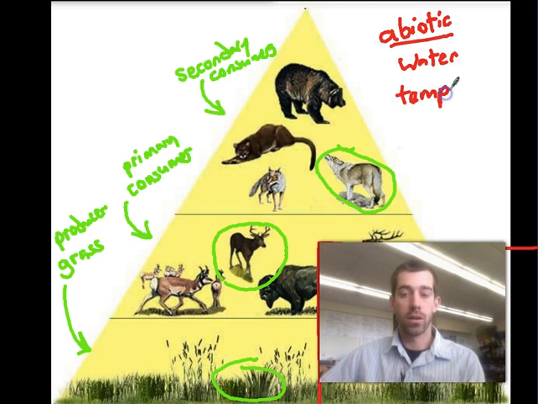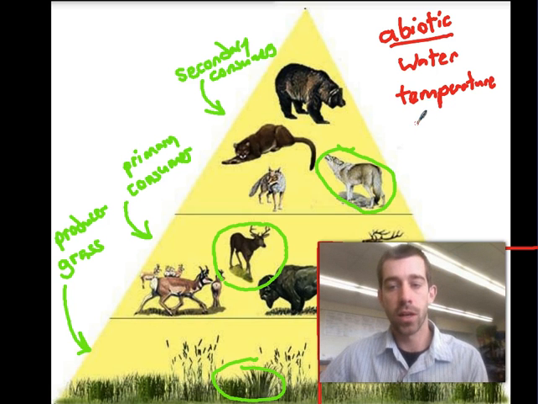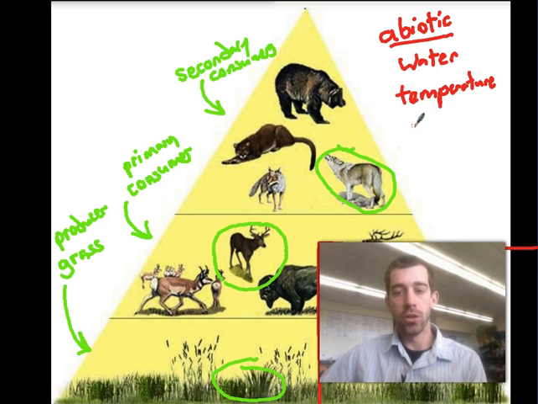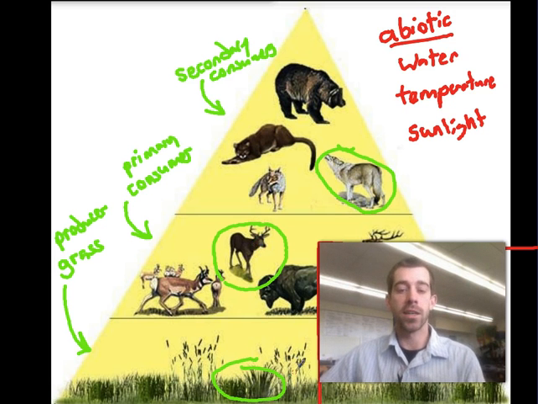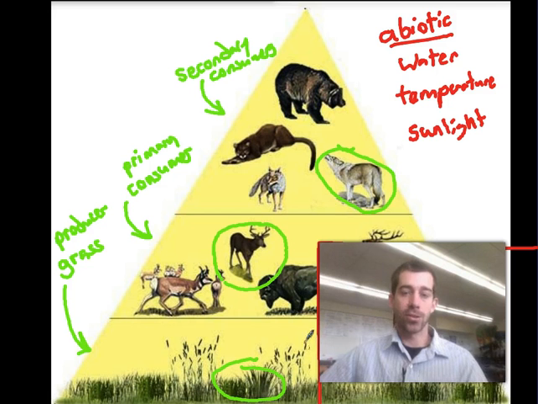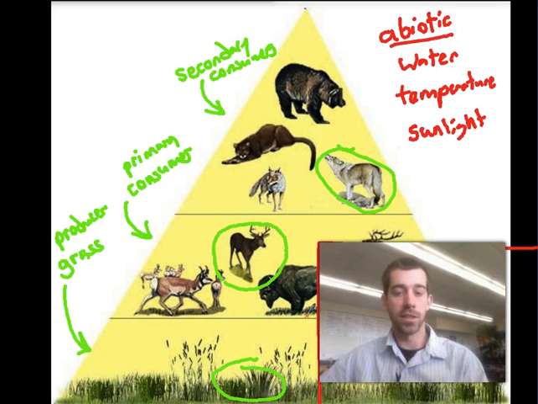Temperature. If it gets too cold during the winter, you could freeze to death. If it gets too hot, you could die of dehydration or heat stroke. You also have to be concerned with things like the amount of sunlight. That doesn't affect the deer directly, but it does affect the amount of grass. And if the grass starts to die off, that's obviously going to kill off the deer.